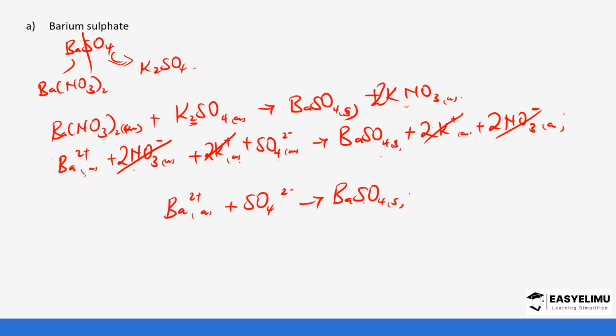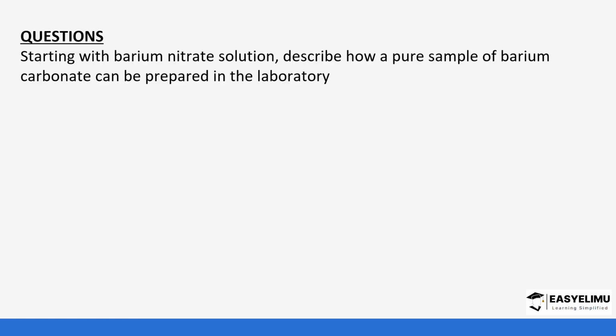So that's how we form the ionic equation for different compounds, and that's how we choose the suitable salts to use for our reaction. Let's look at a few questions in regards to what we have discussed. So starting with barium nitrate. In this case, you've already been given one of the reactant solutions. Describe how a pure sample of barium carbonate can be prepared in the laboratory.